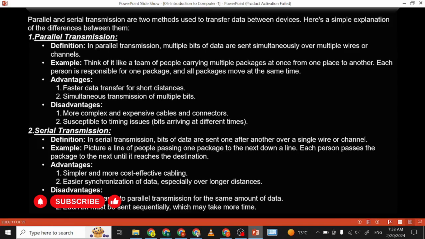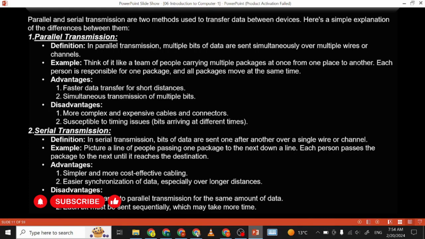Parallel and serial transmissions are two methods used to transfer data between devices. Here is a very simple explanation of the difference between them. Parallel transmission: in parallel transmission, multiple bits of data are sent simultaneously over multiple wires or channels. Think of it like a team of people carrying multiple packages at once from one place to another. Each person is responsible for one package and all packages move at the same time.